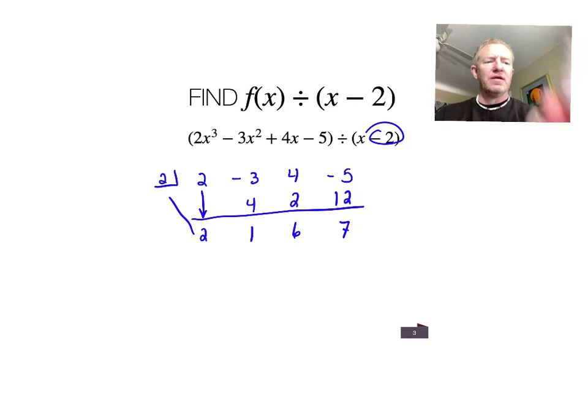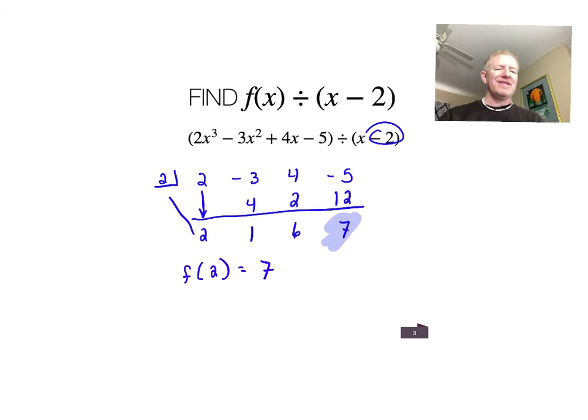And this is the key thing. Look at that remainder. It is 7. And it turns out that is exactly what f of 2 was equal to. This is not a coincidence. By just using synthetic division and looking at that remainder, that is much less work than I did on the previous slide where I had to substitute. I didn't have to cube anything, I didn't have to square anything, I didn't have to follow order of operations. I just did synthetic division, and the remainder told me what f of 2 is equal to. Now this is a theorem, and this theorem is called the remainder theorem.